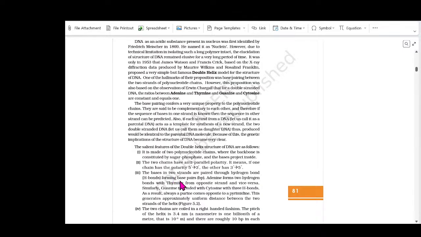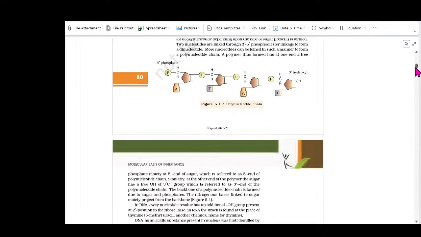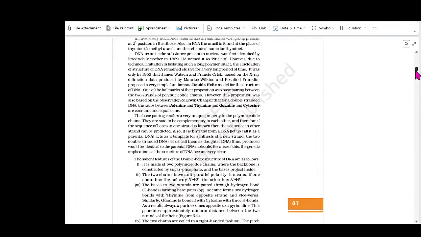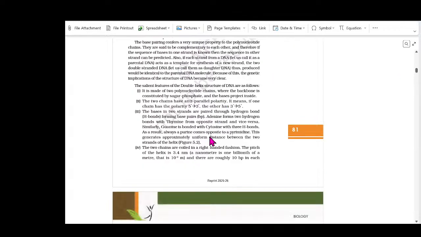Adenine forms two hydrogen bonds with thymine from the opposite strand and vice versa. Similarly, guanine is bonded with cytosine with 3 hydrogen bonds. As a result, a purine always comes opposite to a pyrimidine. This generates approximately uniform distance between the two strands of the helix. The two chains are coiled in a right-handed fashion.